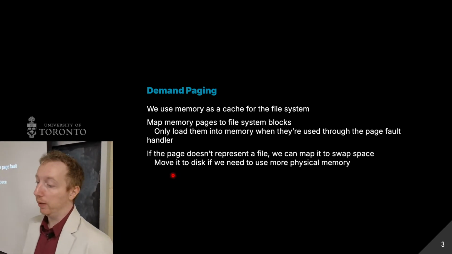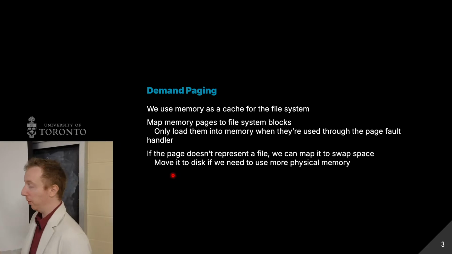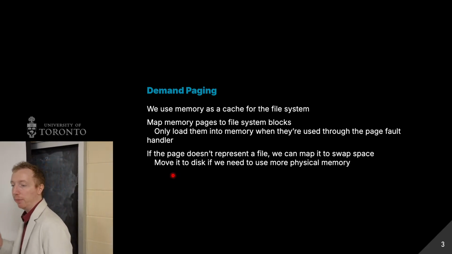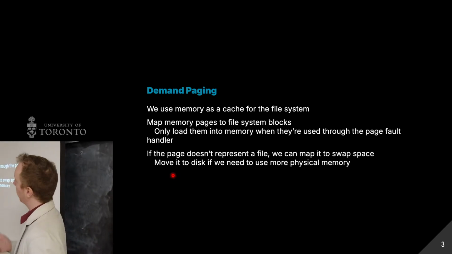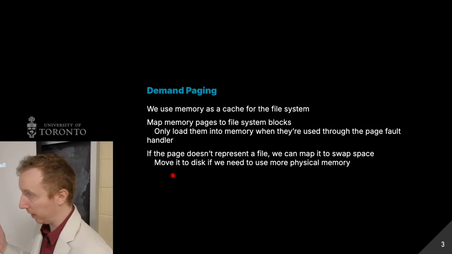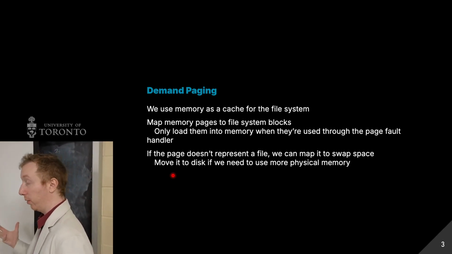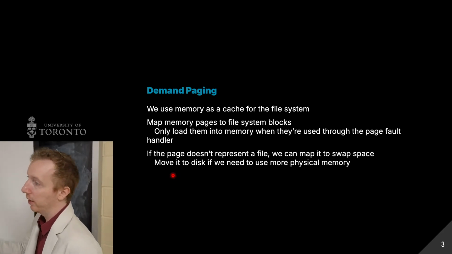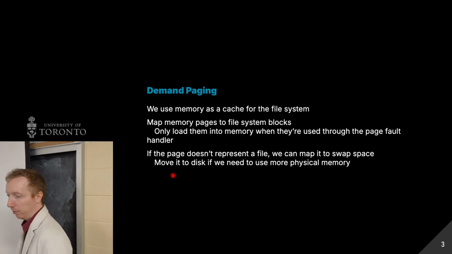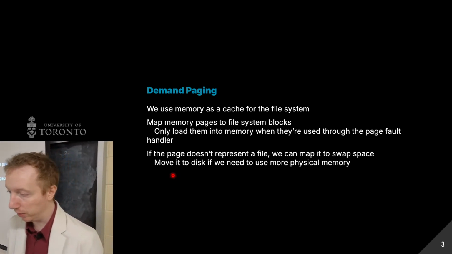What we can do is map memory pages to file system blocks. So some blocks will not be used. And again, we'll only load them into memory when they're used through the page fault handler we saw previously. So if you're trying to access that memory, you get a page fault, the OS, or the kernel specifically, can go ahead, pause what's going on, load that page into memory, and then resolve that page fault and transparently just let you use memory.